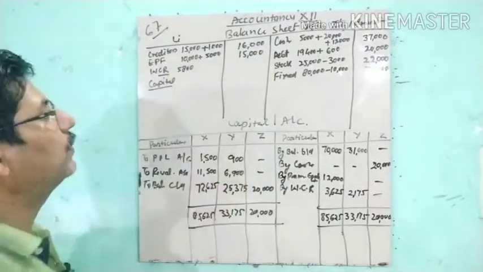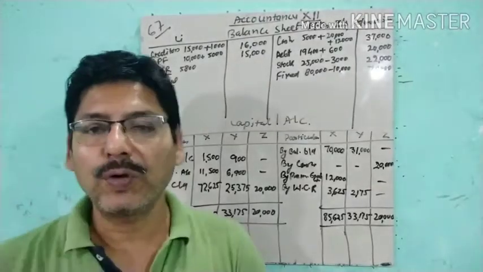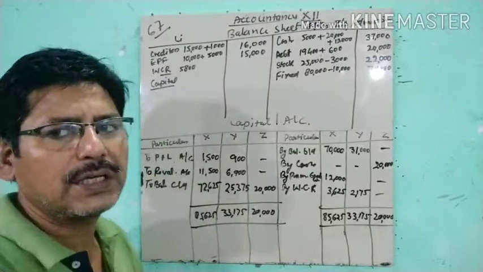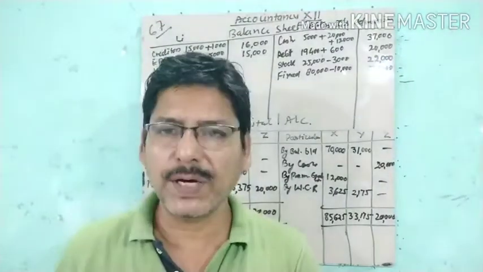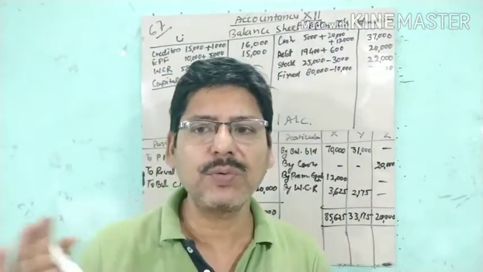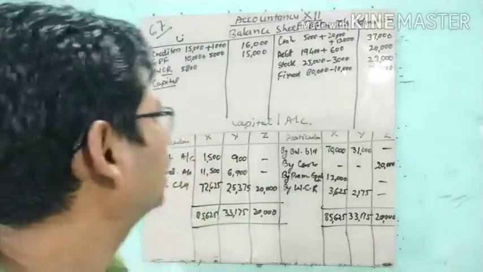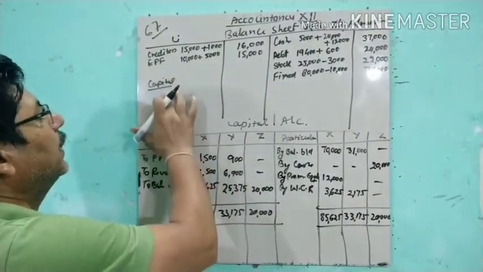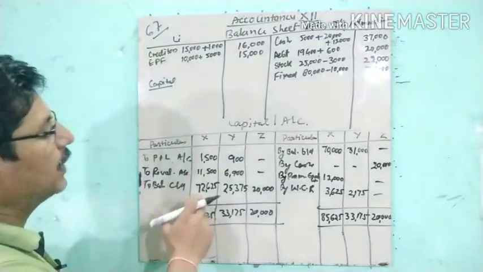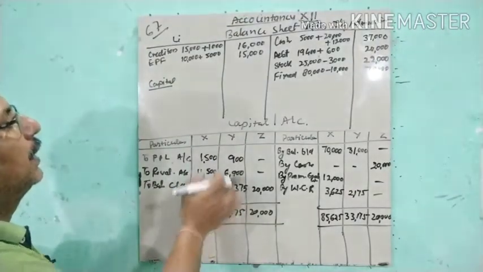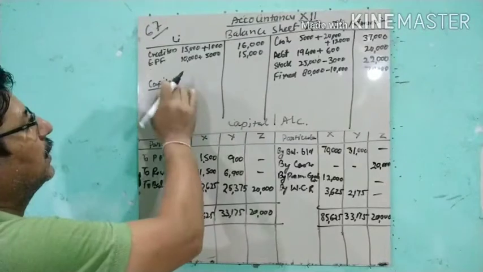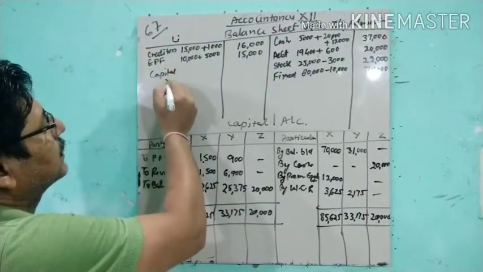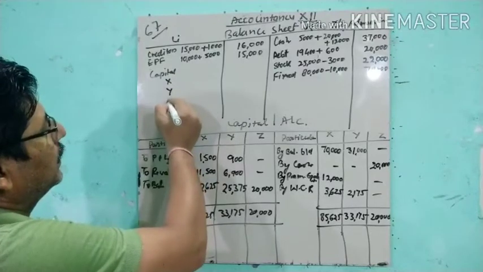Okay. Then WCR, workmen compensation reserve. It was 5,800 in the old balance sheet, but it is distributed among partners. So now there is no balance of this WCR and no claim is there also. So it will be removed from here. Then capital account balance is there. We have taken this. So capital of X, Y and Z.